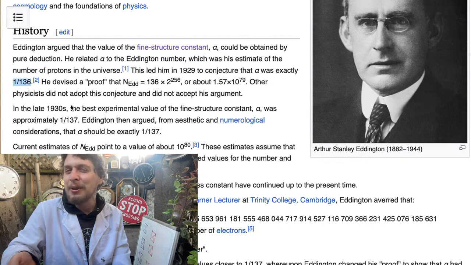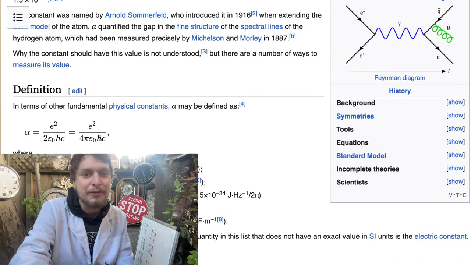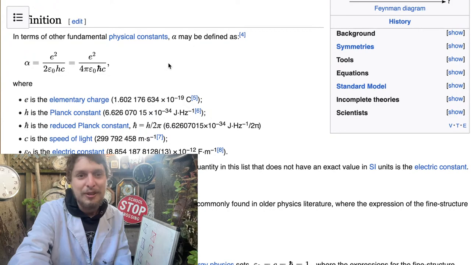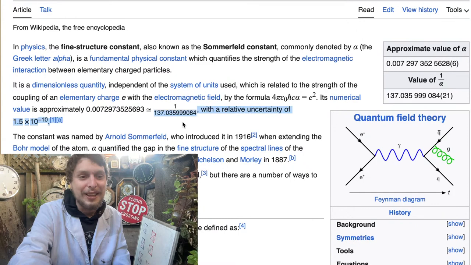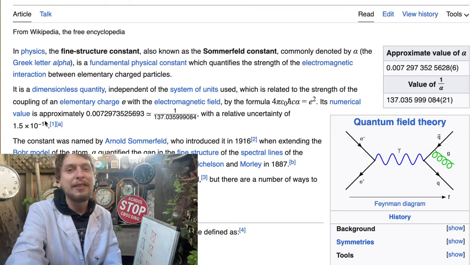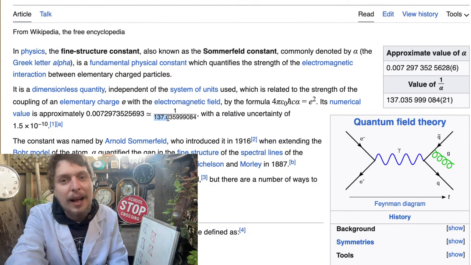It's this complicated relationship of a lot of different quantities. The elementary charge, the Planck constant, the reduced one, you could do either of those. The speed of light, the electric constant. Now, it looks like they are pretty sure it's really close to that, because it says a relative uncertainty of 1.5 times 10 to the negative 10th power. That means that they're pretty sure that about that many digits are right.